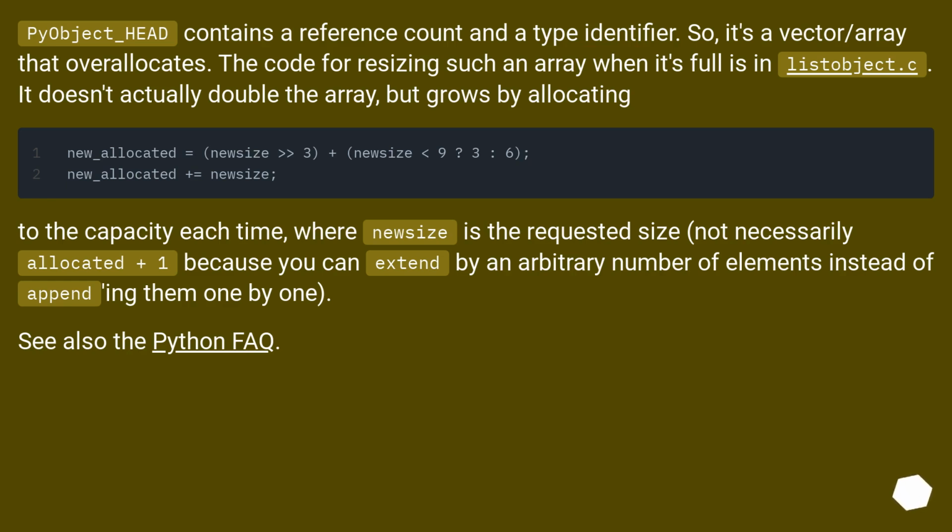It doesn't actually double the array, but grows by allocating to the capacity each time, where new size is the requested size, not necessarily allocated + 1, because you can extend by an arbitrary number of elements instead of appending them one by one. See also the Python FAQ.